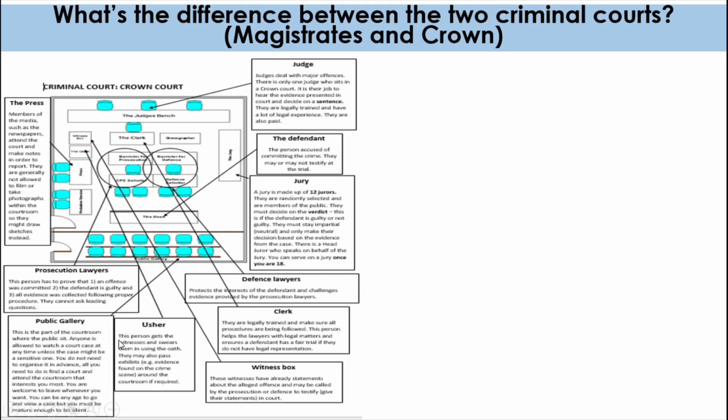What this means is that the statement they have given earlier in writing they will give in court as evidence. You'll also find an usher. This person gets the witnesses and swears them in using the oath. They may also pass exhibits, e.g. evidence found on the crime scene, around the courtroom if required.